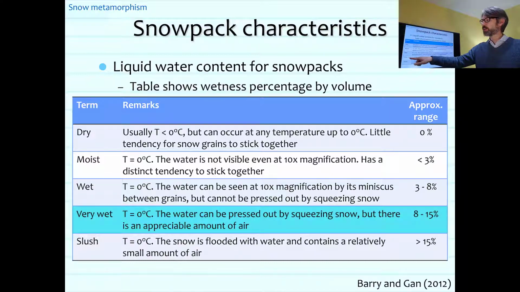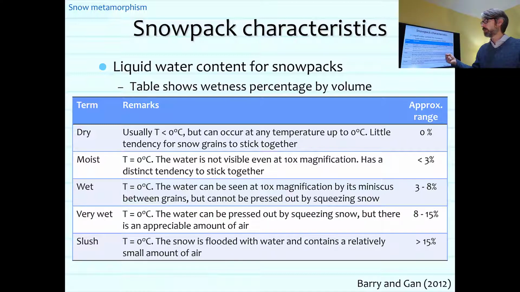We then get to very wet snow, again at 0 degrees Celsius, and here water can actually be pressed out by squeezing the snow, but there's an appreciable amount of air still in that snowpack. And so here we're looking at 8 to 15% liquid water. And then of course we're all familiar with slush. Again, the temperature is 0 degrees Celsius, but here the snow is now flooded with water, and it contains a relatively small amount of air, and this is where the percentage of water will be 15% or higher. This ends video 4.